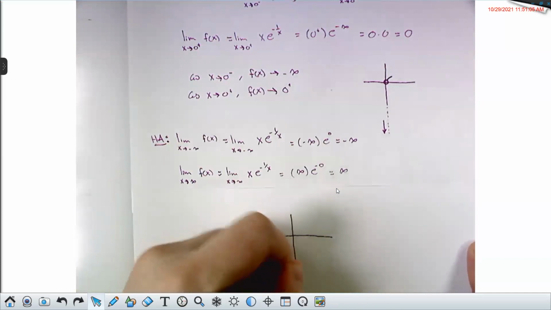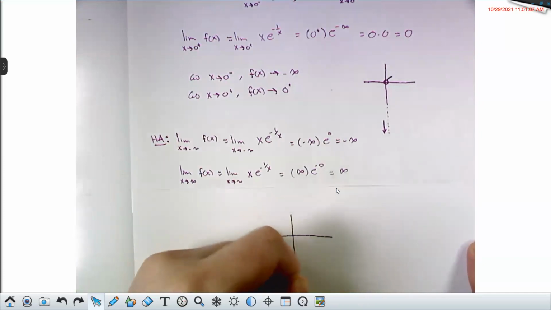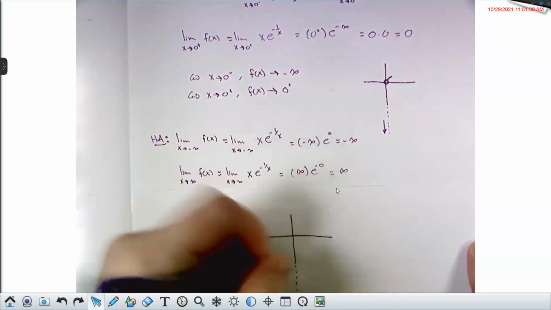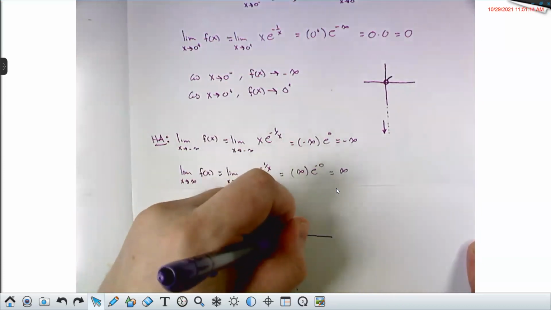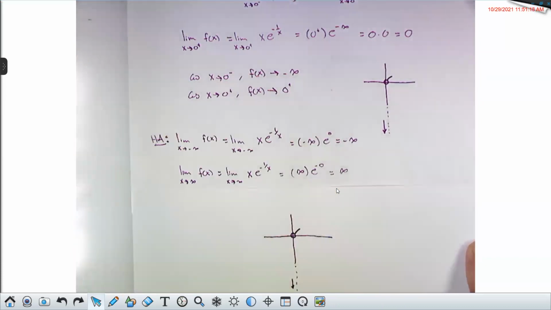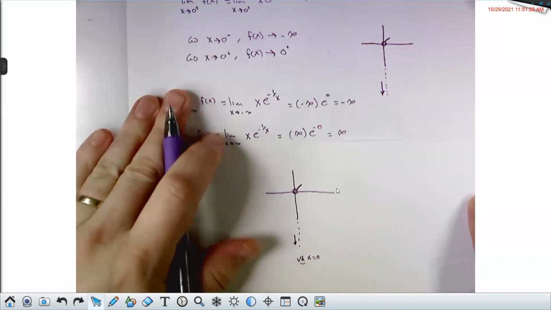We do have a vertical asymptote at x equals 0, which we approach going down on the left, and we do not approach at all from the right. We just kind of come in here doing something like this. Who knows what else, but something like this.